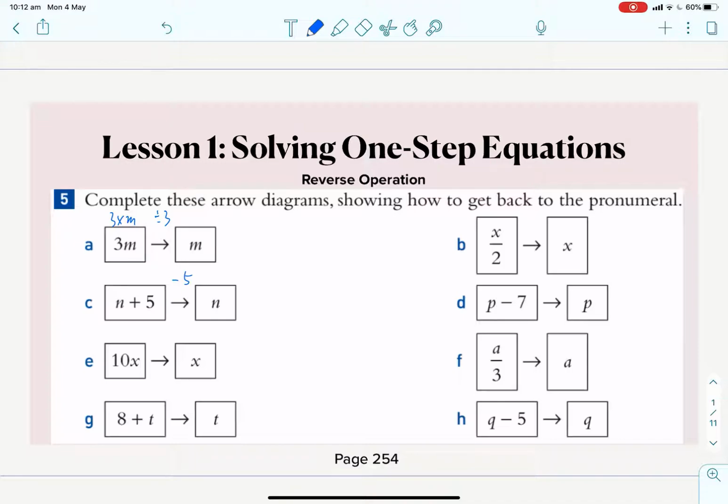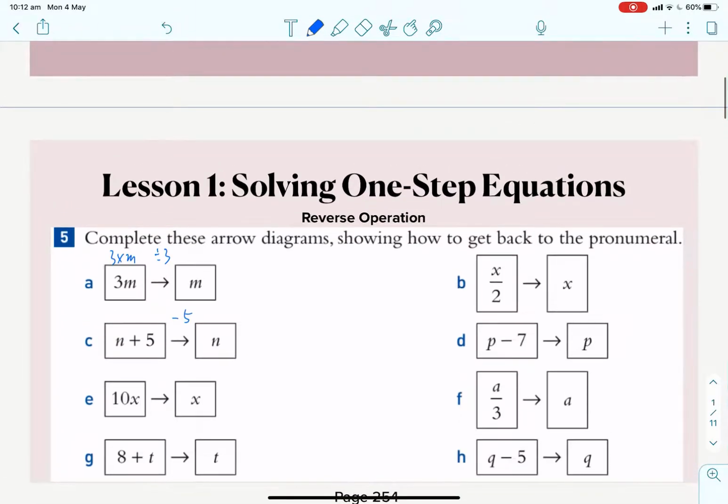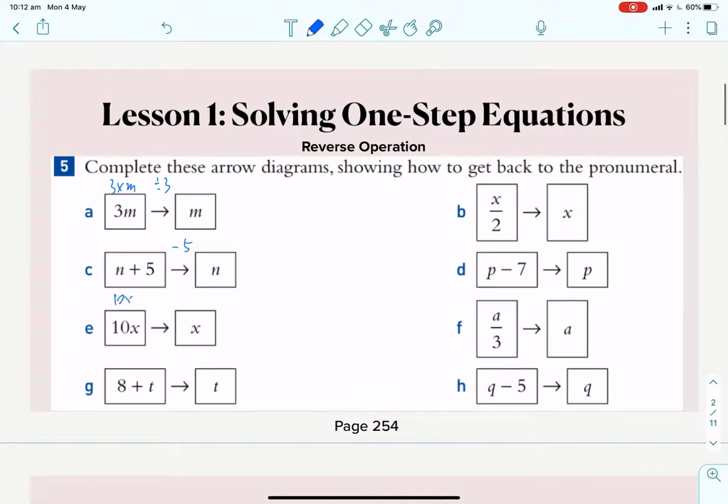What's 10x? How do we get 10x to x? 10x is 10 times x, yeah. So the opposite of 10 times or times 10 is divided by 10, yeah. So we go back to x. So you guys can just pause this video and give it a go, and we are going to go through it.